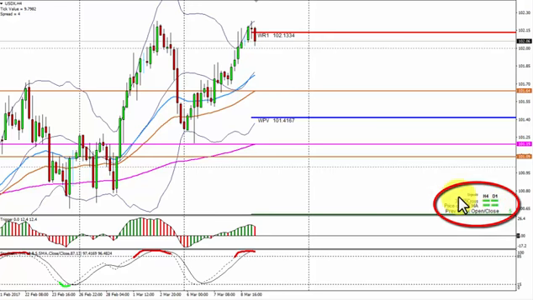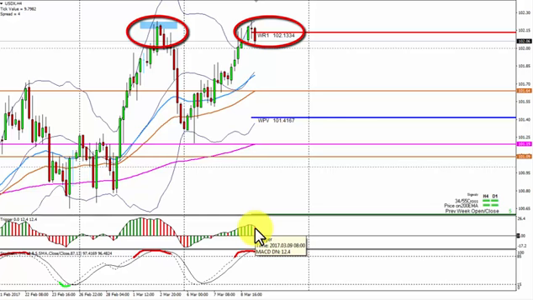Talking about tops here, that is a spinning top, followed by a bearish engulfing candle at a key resistance level now. If we look at MACD, we can see MACD is printing its first red bar, so it's turning over. Stochastic is also overbought.